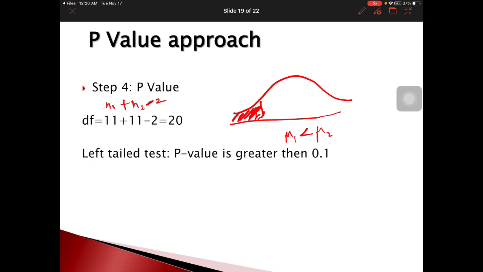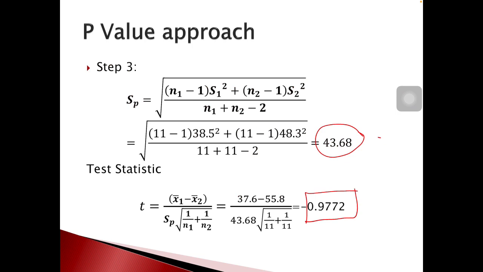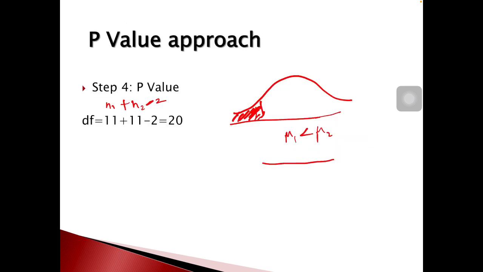P-value is greater than 0.1. Why? Okay, I'll tell you why. Degree of freedom is 20. Okay, degree of freedom is 20, and the test statistic value, see, 0.9772, 0.977.